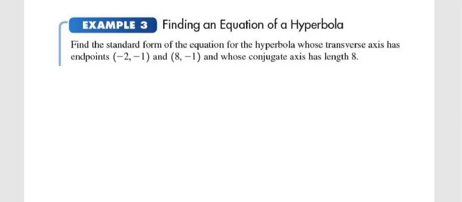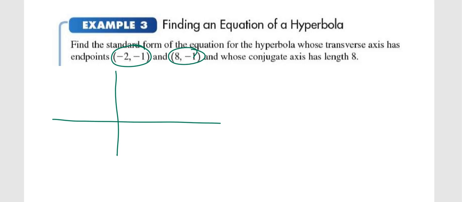Find the standard form of the equation for the hyperbola whose transverse axis has endpoints. Okay, transverse axis. That's the one where it touches the vertices. So that means that these two things are vertices.